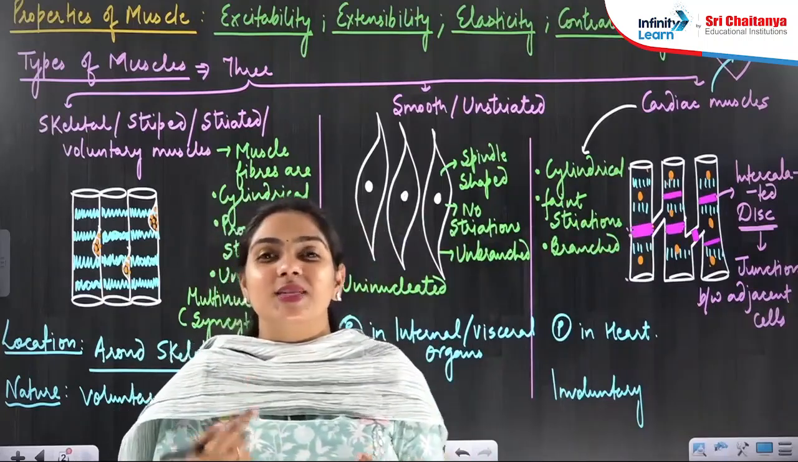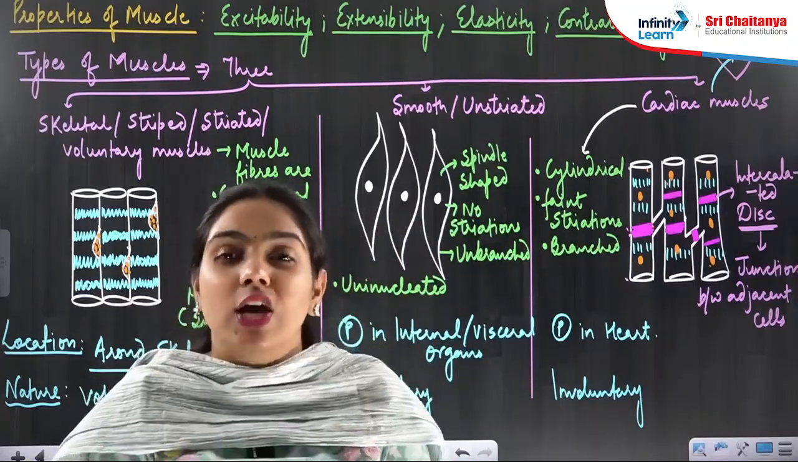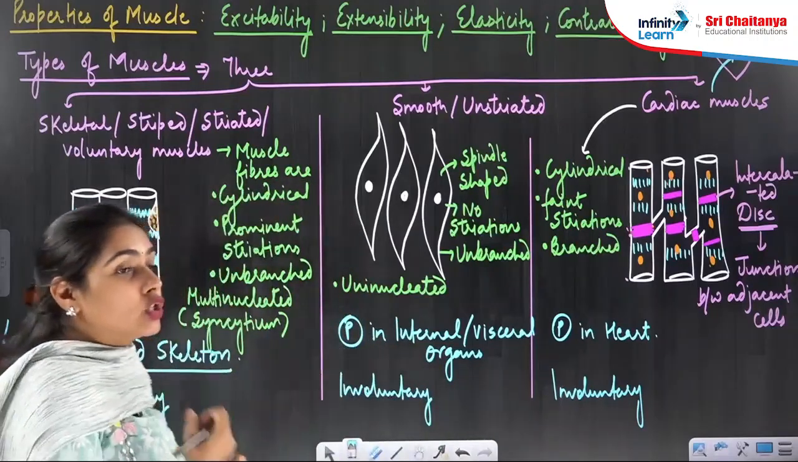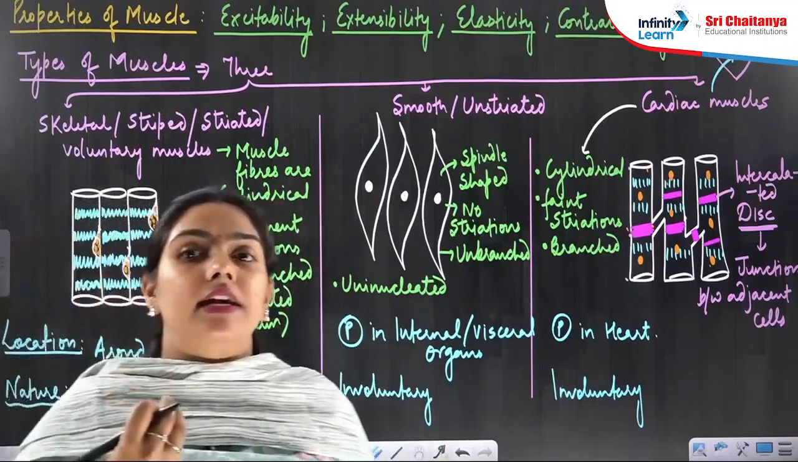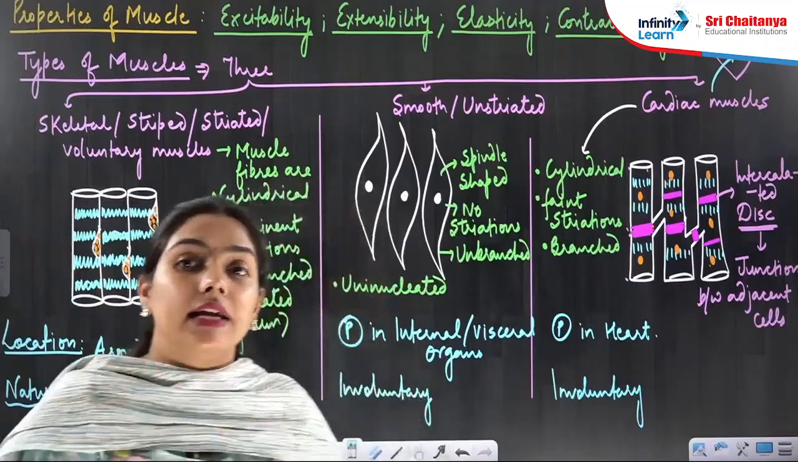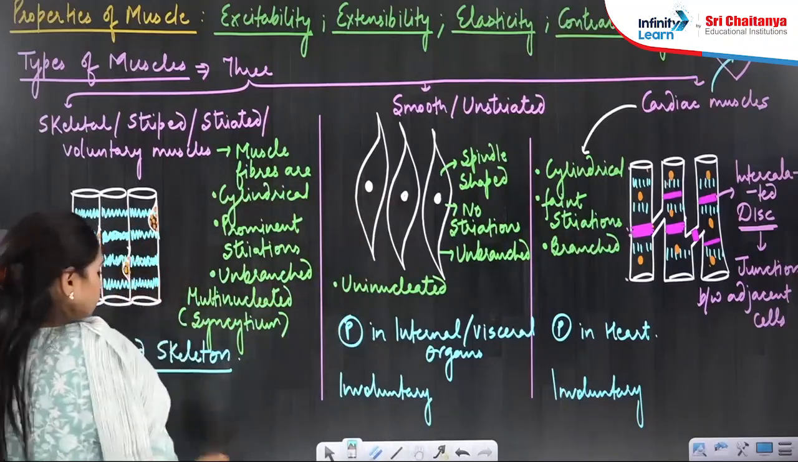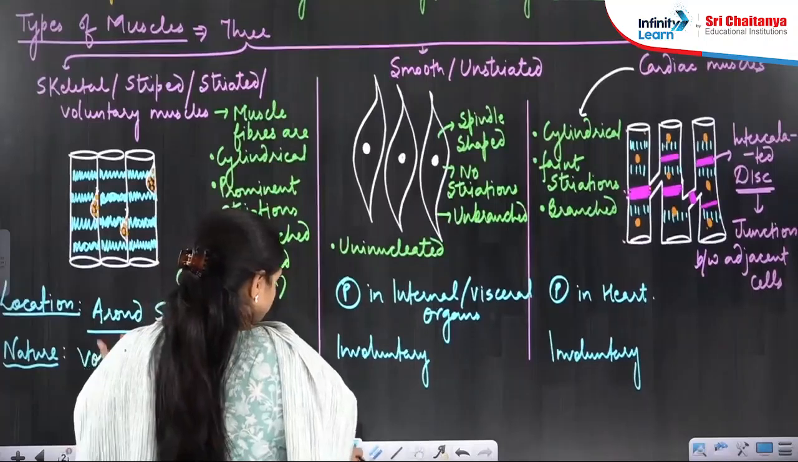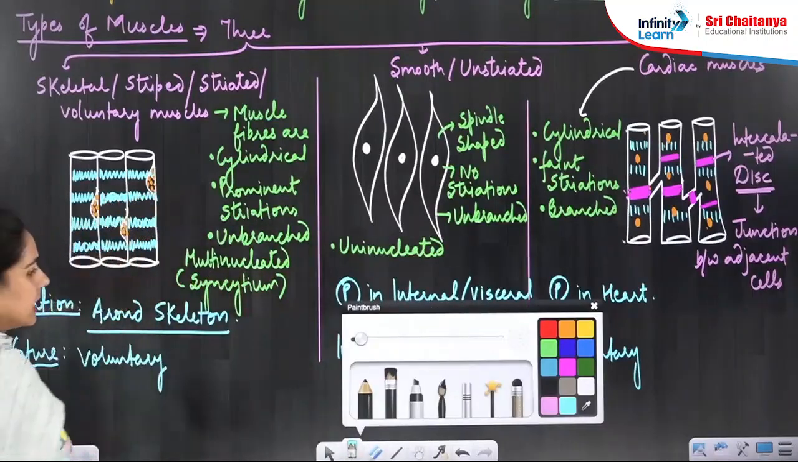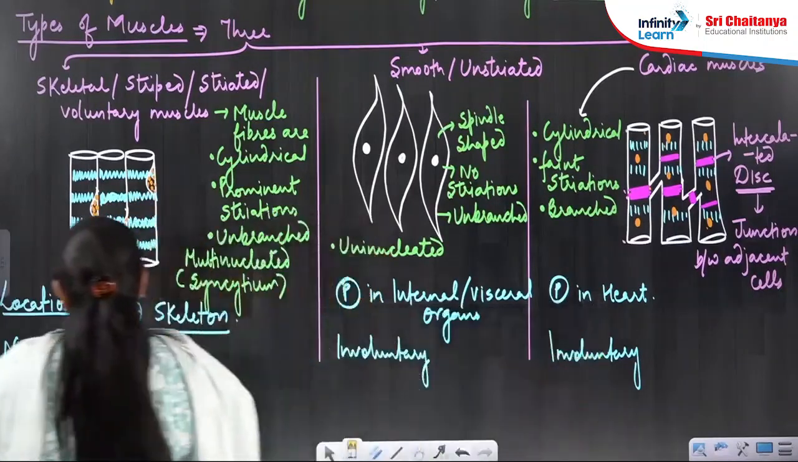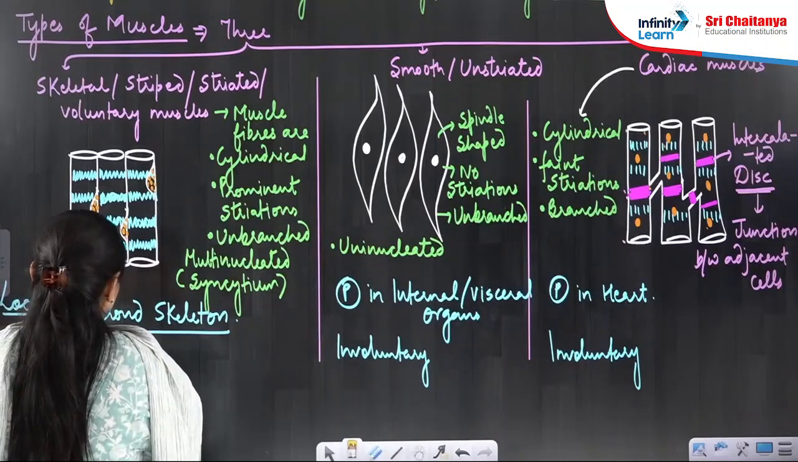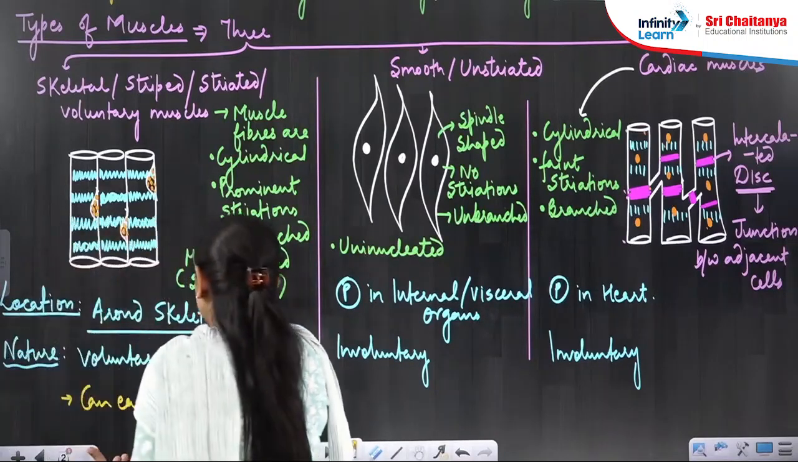Because the skeletal muscles are in our control, we are using our skeletal muscles so much. So that is why we get tired. These muscles can get tired. What is another name for tired here? Fatigue. So these cells can fatigue. These muscles can get tired, so they can easily fatigue.